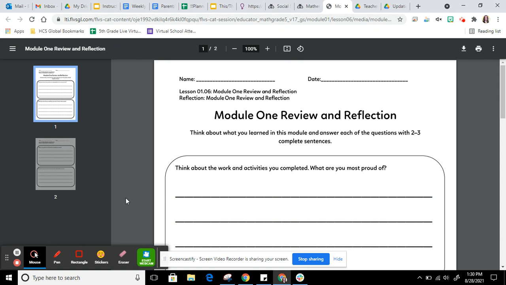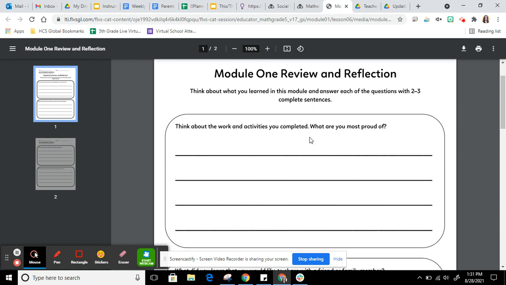You'll open that up. This is a 2-page assignment, excuse me. So make sure you do both of these pages. Each page has 2 questions, and I want to draw your attention to the directions. Think about what you learned in this module and answer each of the questions with 2 to 3 complete sentences. Each of these questions need to be answered in 2 to 3 sentences.